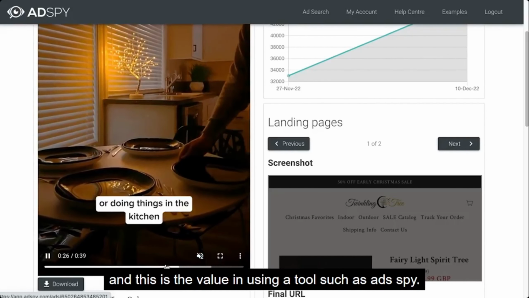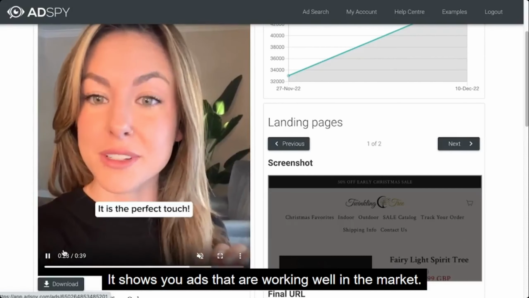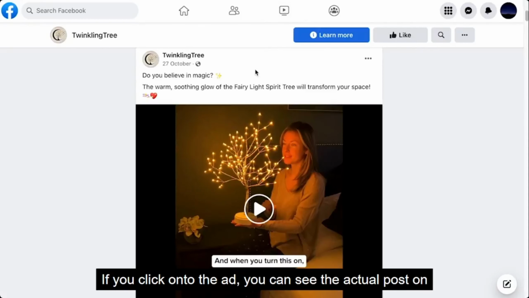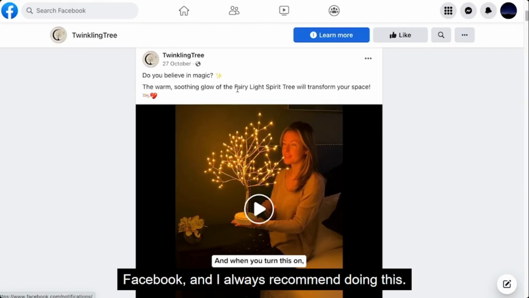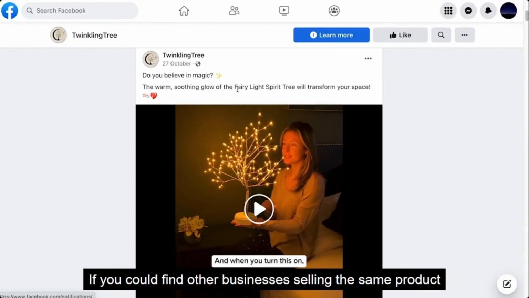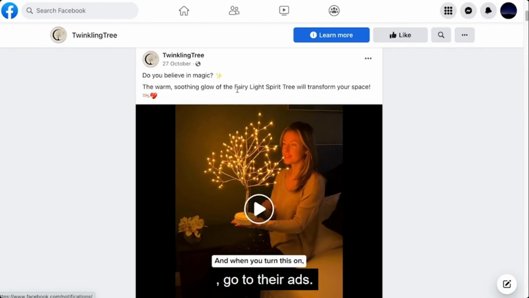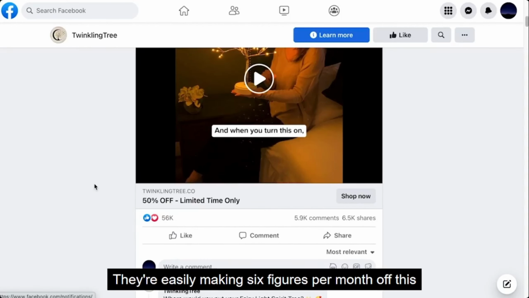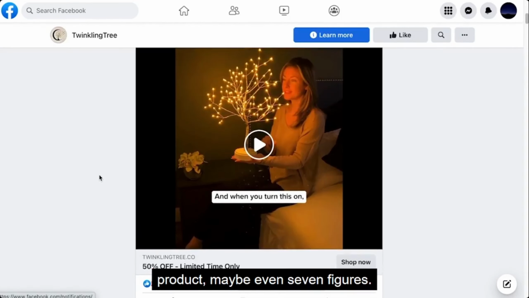And this is the value in using a tool such as AdSpy. It shows you ads that are working well in the market. You could create your own version of this ad and start running it. If you click onto the ad, you can see the actual post on Facebook. And I always recommend doing this. If you can find other businesses selling the same product, go to their ads. Look at their engagement. Look at their comments. This store here, they're easily making 6 figures per month off this product. Maybe even 7 figures.